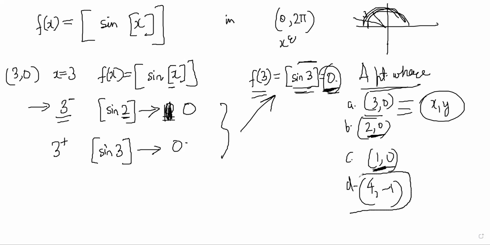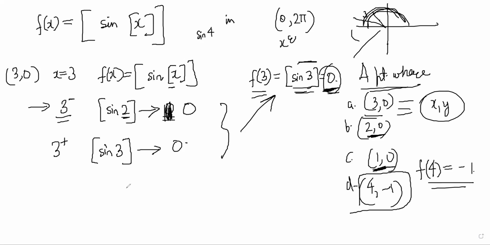But 4 comma minus 1, let's do it carefully. First of all, let's find the value of f of 4. That will be sine 4, which will be slightly in this quadrant. Since sine 4 is negative, the value of f of 4 will be minus 1.